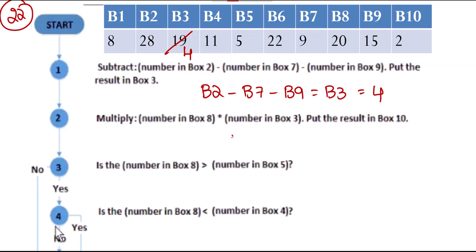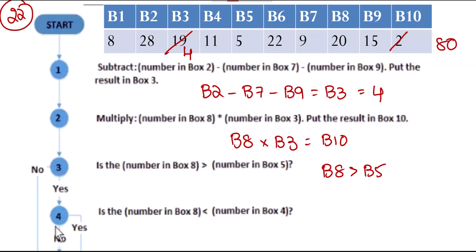Next one, box 8 and box 3 you multiply, put the result in box 10. Box 3 is updated to 4, box 8 is 20, 20 into 4 is 80, so box 10 is updated to 80. Next, is the number in box 8 greater than box 5? If it is true, go to the next step; if no, skip. Box 8 is 20, box 5 is 5 only. Yes, true. I need to do one more step.